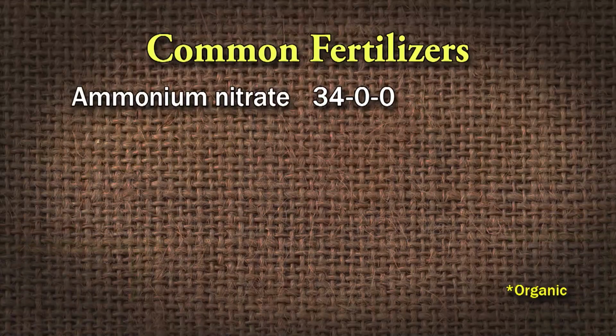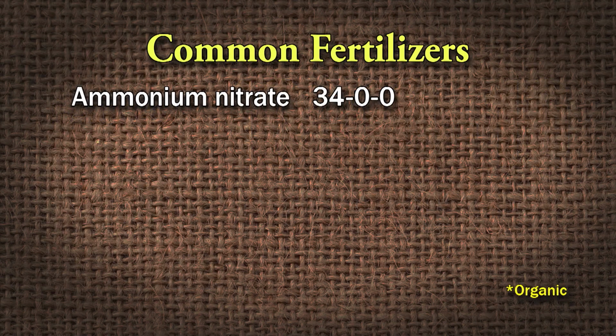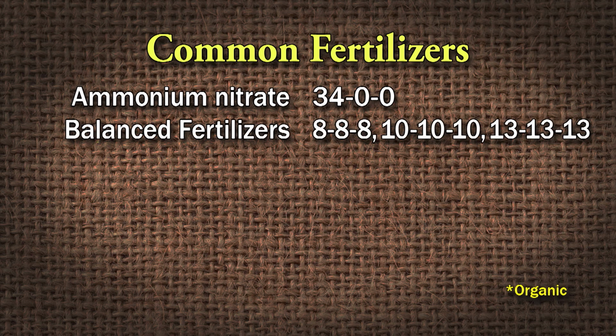Some of the typical fertilizers that people will have: you have ammonium nitrate, which is 34-0-0. The first number is nitrogen, then you have phosphorus, and then you have potassium. Those are the three numbers. So the ammonium nitrate has 34% nitrogen, 0 of the other two. You have the balanced fertilizers that you can find at your big box stores, so you have 8-8-8 or 10-10-10 or 13-13-13. Those are the most common ones that you find. You have equal parts of each. So that means 8-8-8, you have 8% nitrogen, 8% potassium, 8% phosphorus.